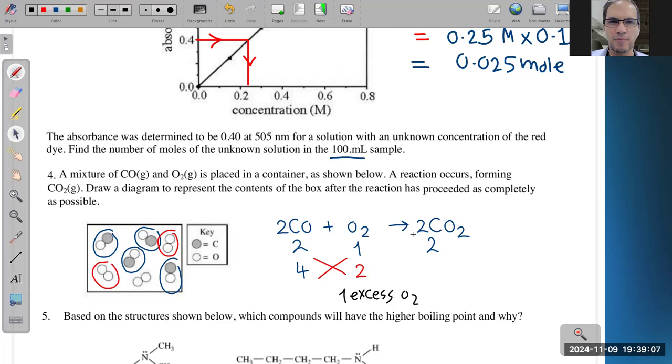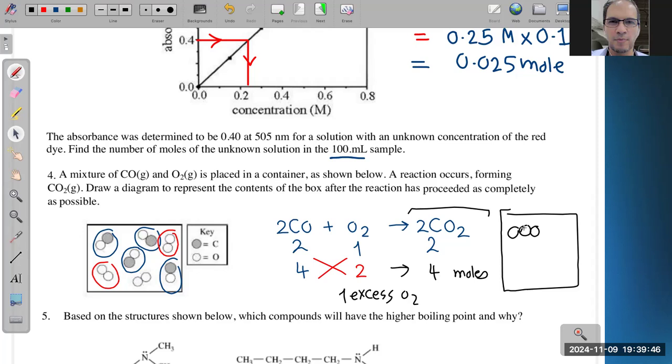And how many moles of carbon dioxide should be produced? According to the ratio again, it should be 4 moles of carbon dioxide, because the ratio is 2 to 2, so 4 will produce 4. Now he's asking, draw the diagram to represent the content after the reaction has proceeded. So you need to see the products. What are the products? This is a very common question, so I will draw the box like that. And then inside the box, I will draw carbon dioxide, this is 1 carbon, and 2 oxygen atoms attached here. The carbon is the dark one, because the light one is the oxygen, so this is carbon dioxide.